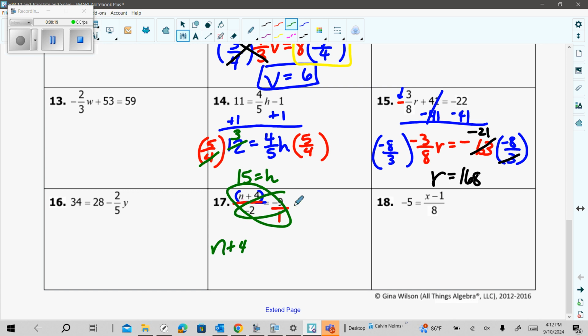But then we cross multiply here. Negative 2 times a negative 9, excuse me, is 18. And now we're down to a one-step equation. Plus 4, plus 4. And our answer, n equals 14.